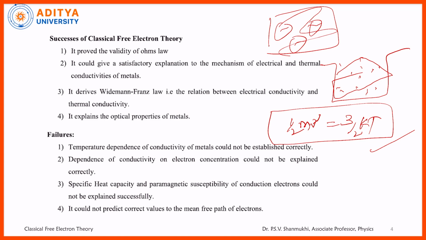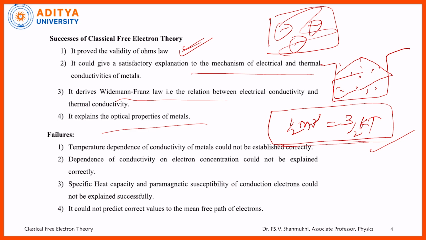Okay, what about this theory? What are the successes of this theory? What are the failures of this theory? This theory successfully explained, it verifies Ohm's law, it was able to explain the electrical and thermal conductivity of metals, it was able to derive the Wiedemann-Franz law, and it was able to explain the optical properties of metals, and it also explained paramagnetism.